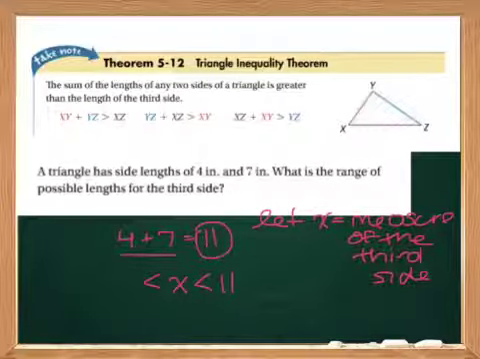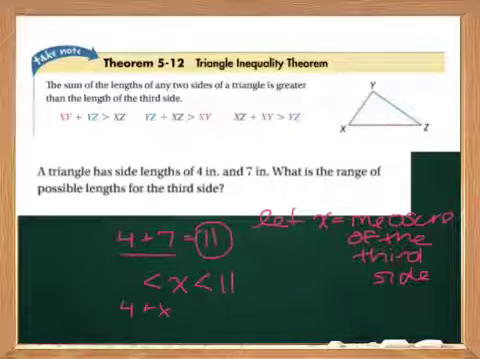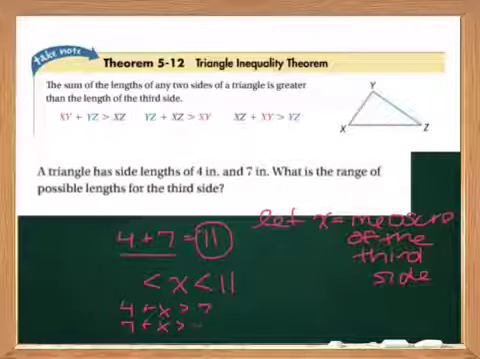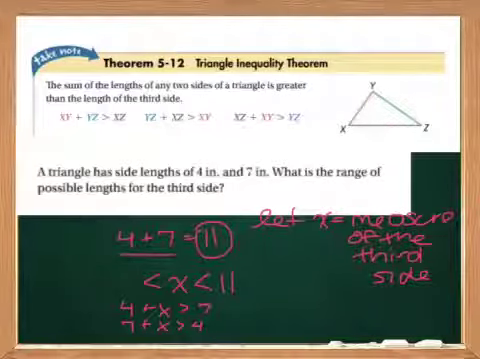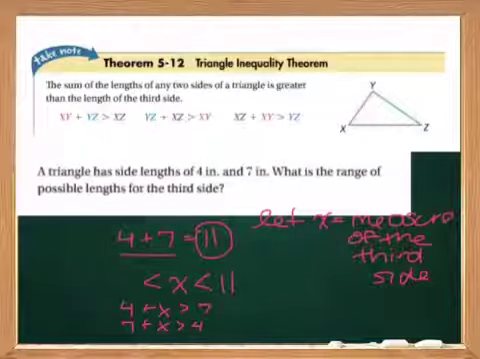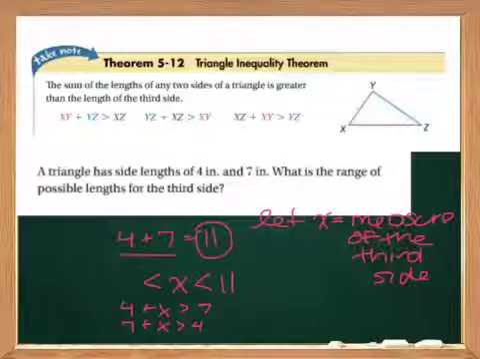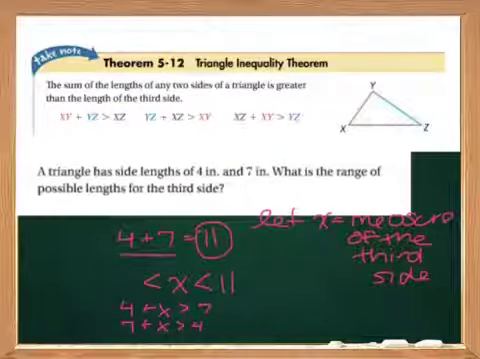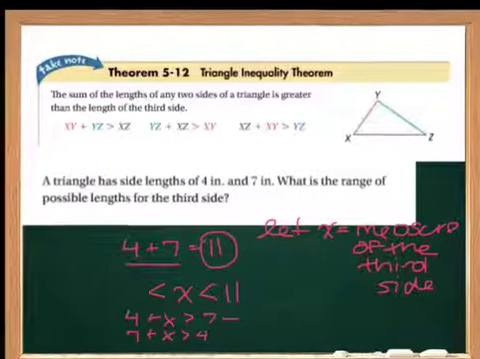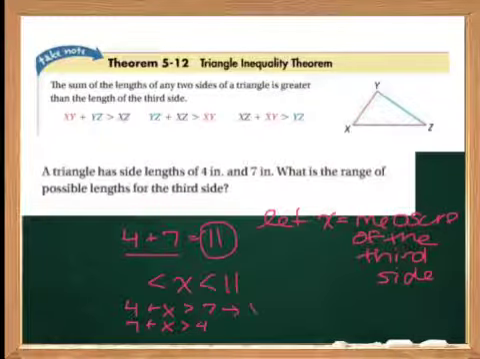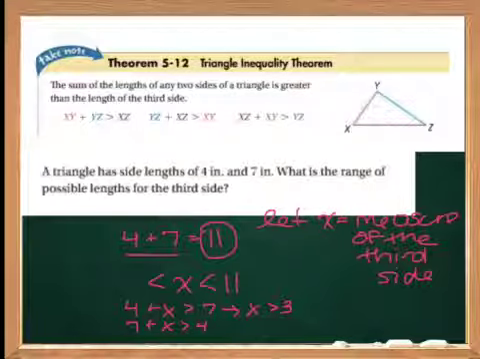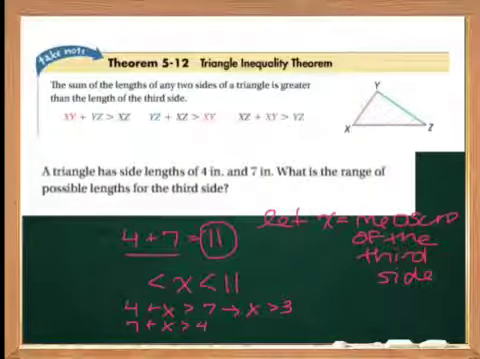So in other words, 4 plus x has to be greater than 7, and 7 plus x has to be greater than 4. In order for the theorem to hold, it has to be true for everything. So 4 plus x has to be greater than 7. Well, if x is 3, it's not going to be greater than 7, it's going to be equal to 7. So in this case, x has to be greater than 3, because if it's anything bigger than 3, even if it's 3.1 inches, the sum will still be bigger than 7.